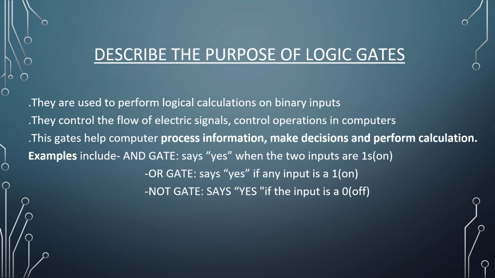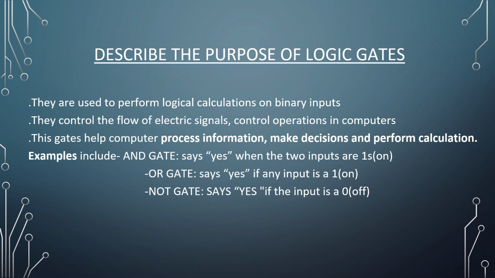On this slide, you're going to see the purpose of the logic gates. They are used to perform logical calculations on binary inputs. They control the flow of electric signals and control the operations in computers. The gates help by processing information, making decisions, and performing calculations. Examples include the AND gate, which says yes when both of the inputs are ones, the OR gate, which says yes if any input is a 1, and the NOT gate, which says yes if the input is a 0.